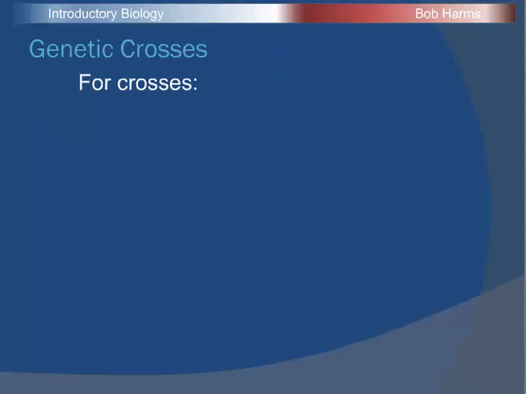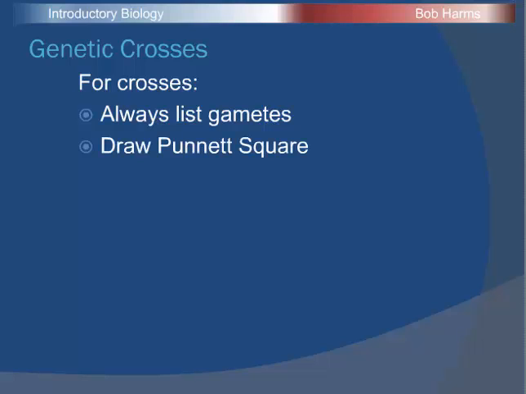So let's take a look at this idea of these genetic crosses, and we're going to do a lot of these in lab throughout the semester. You always want to list the gametes, and that's the step everyone wants to skip, is to jump into the Punnett square right away. But always make sure you list the gametes parents are going to produce. Once you have that, then you can draw your Punnett square, and then you can go through the Punnett square and figure out, based on the genotypes, what phenotypes would I expect to see.